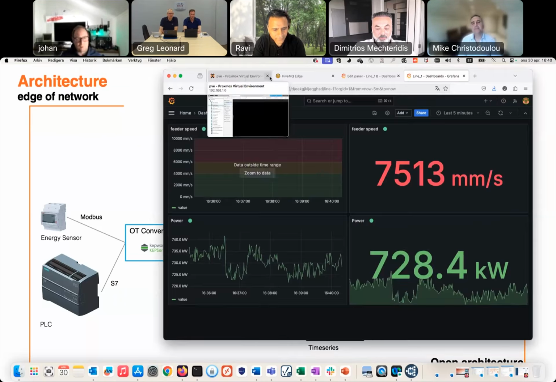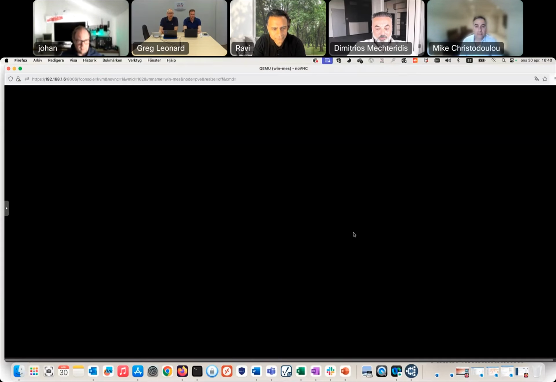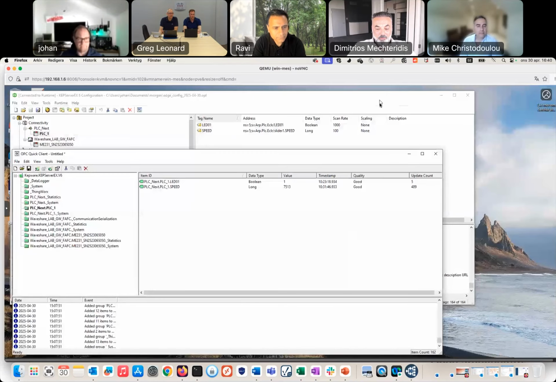First of all, I will show you that I am actually running a KEP server instance on my Windows computer. This is the typical application. It's a typical application that you will find in manufacturing, typically running on a Windows PC or a Windows server. And this is the one we can connect to. It can be an engineering workstation even.